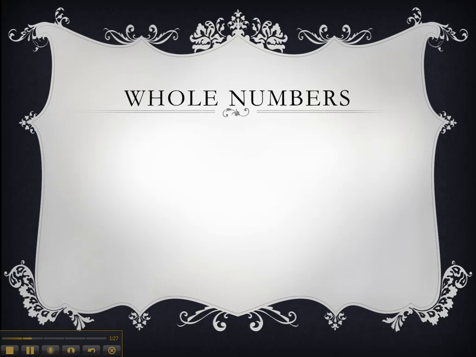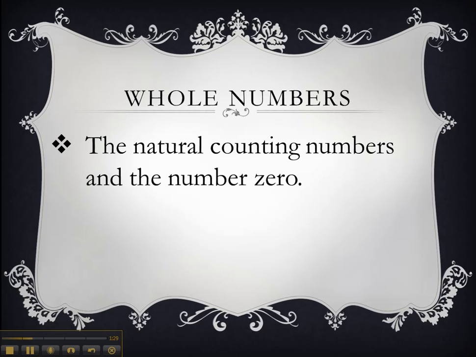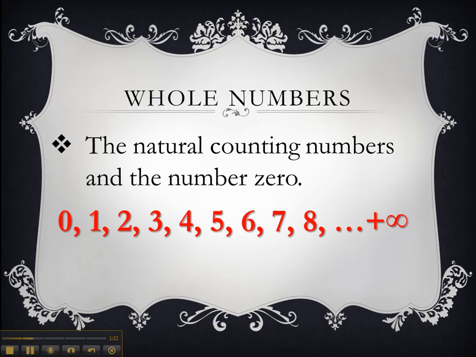The whole numbers. If I take all the natural and counting numbers and include 0, I get the whole numbers. So 0, 1, 2, all the way up to positive infinity. One thing I like to do is I see that O in whole number, and that reminds me that there's a 0 there. So those are the whole numbers.